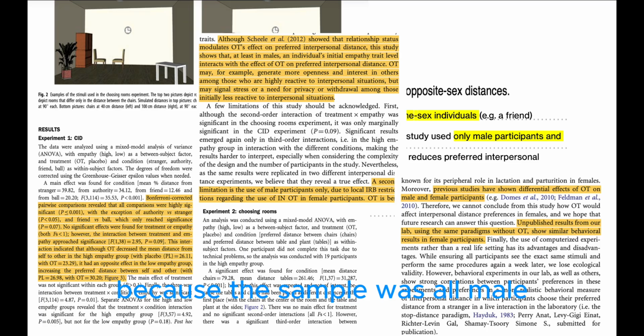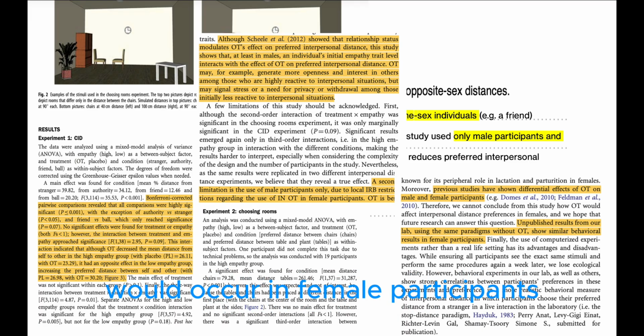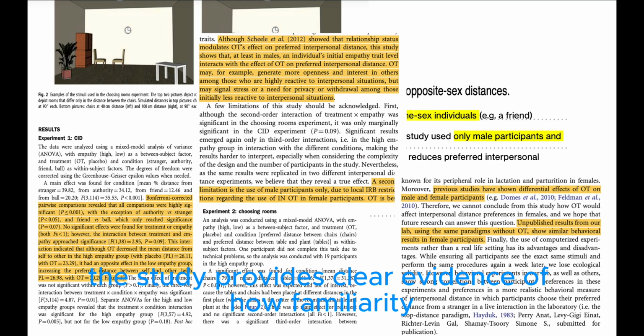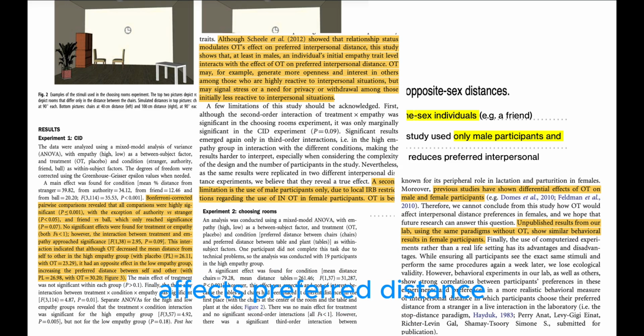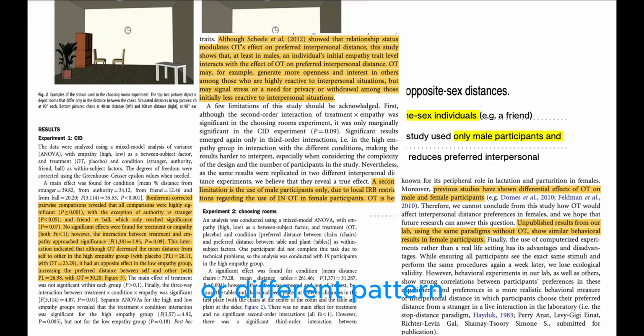Because the sample was all male, the researchers cannot conclude whether the same pattern, closer distances to friends, would occur in female participants or in mixed-sex, opposite-sex interactions. This means the study provides clear evidence of how familiarity affects preferred distance within same-sex male pairs, but we do not know if opposite-sex distances would show the same or different pattern.